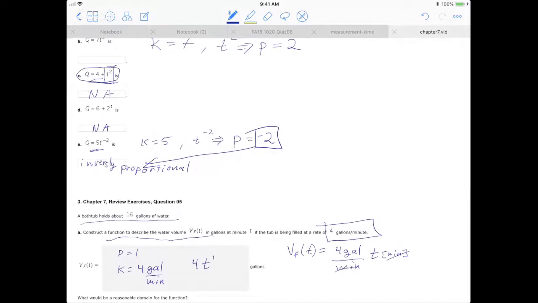What would be a reasonable domain for this function? Well, I'm going to start talking about the range, and it's going to feel confusing for a second, but let me get through this, right? We start at 0 gallons, and we go to 16 gallons, right? That corresponds to 0 minutes, and then how long would it take us to fill the tub? 4 minutes, right? 4 times 4 is 16. So this is my range, and this is my domain. There we go. Alrighty.